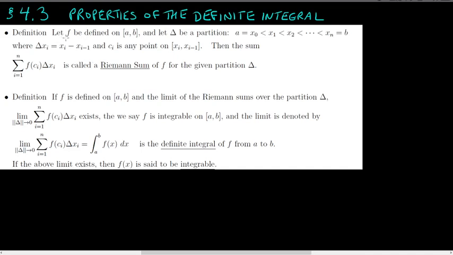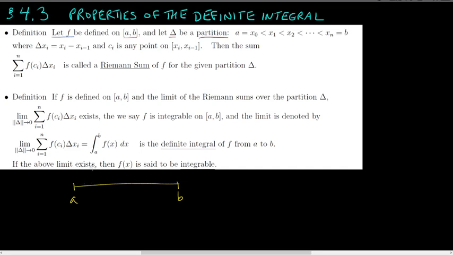So we have a function f, right? So let f be a function, and it's going to be defined on a closed interval from a to b, right? And we're going to let this little triangle here, that's the Greek letter delta, be a partition. Remember delta x? This is not delta x, it's just delta, right? So it's a partition of the interval from a to b. And I think we defined partition last time, but if this is the interval down here from a to b, a partition is just a way to divide it up.